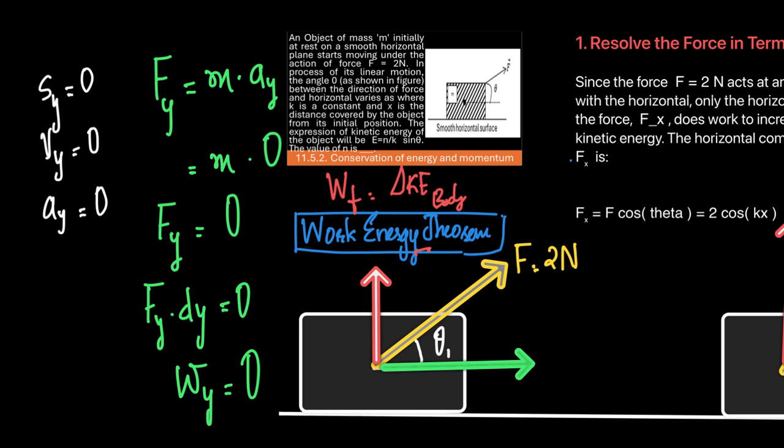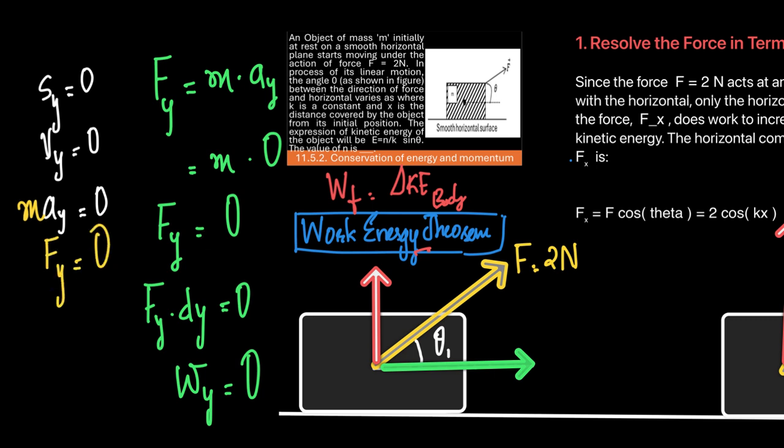Differentiating again, acceleration in the y direction is equal to 0. Now, if you multiply this with m on both sides, m into ay is equal to 0. What is m into ay? m into ay is Fy, which is equal to 0.